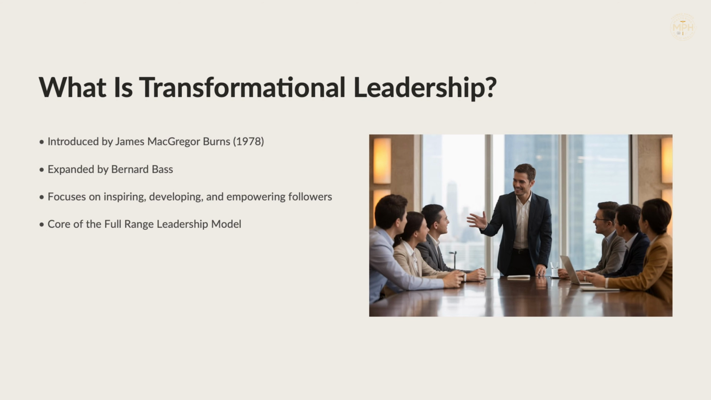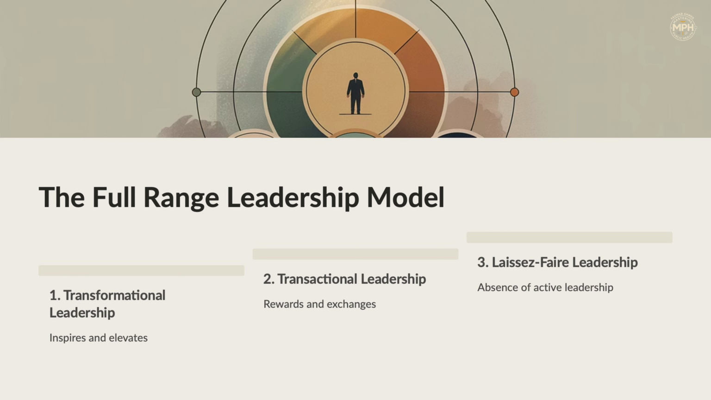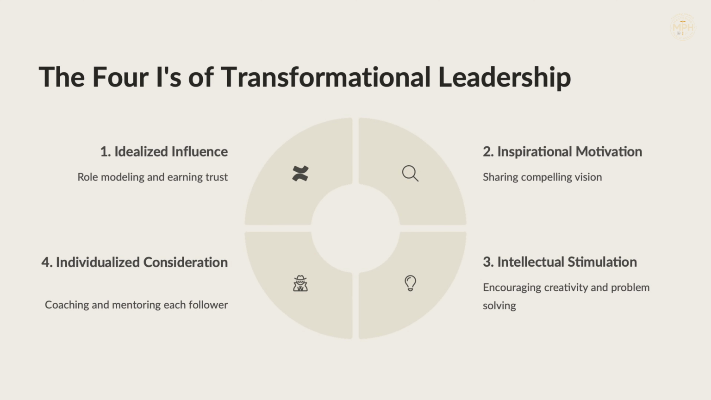This became known as the full-range leadership model, which includes three types of leadership. First, transformational leadership inspires and develops people. Second, transactional leadership focuses on exchanges like rewards for performance. Third, laissez-faire leadership, the absence of leadership, often passive or avoidant. Transformational leadership sits at the top of the model, and it's where the most growth, commitment, and innovation tend to happen.